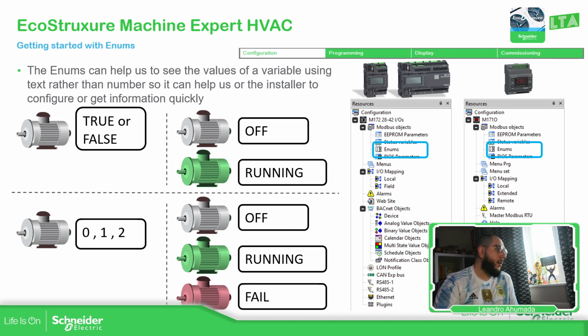On the left side here, you can see I have the motor. This is one way that I found in order to explain it. So I have a motor, and let's say that it is running or not, using a digital variable. It's going to be true or false. Now, I have another variable that can give me the actual status of the motor, if it's running, if it's stopped, or if it's in fault.